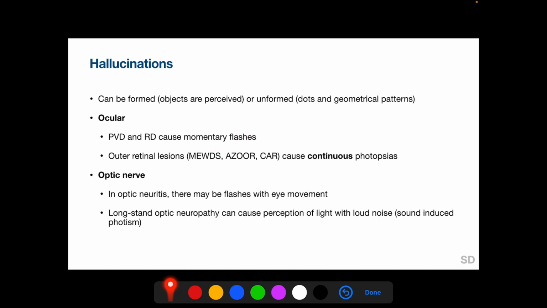Outer retinal lesions such as multiple evanescent white dot syndrome, acute zonal occult outer retinopathy, and cancer-associated retinopathy cause photopsias or flashes which are continuous. So these are momentary flashes and these are continuous flashes. In optic neuritis, there may be flashes with eye movement, and long-standing optic neuropathy can cause perception of light with a loud noise, and this is called a sound-induced photism.